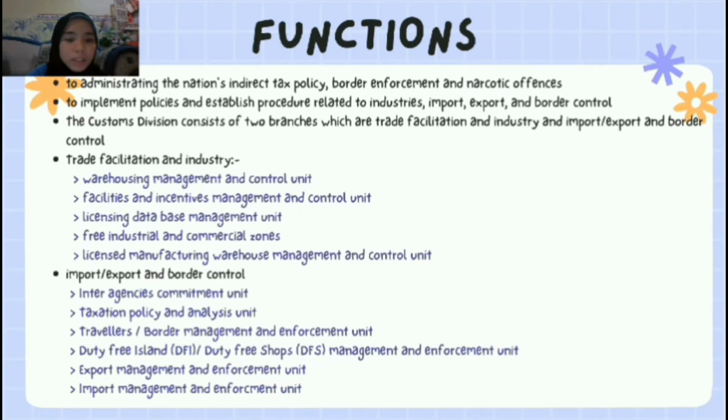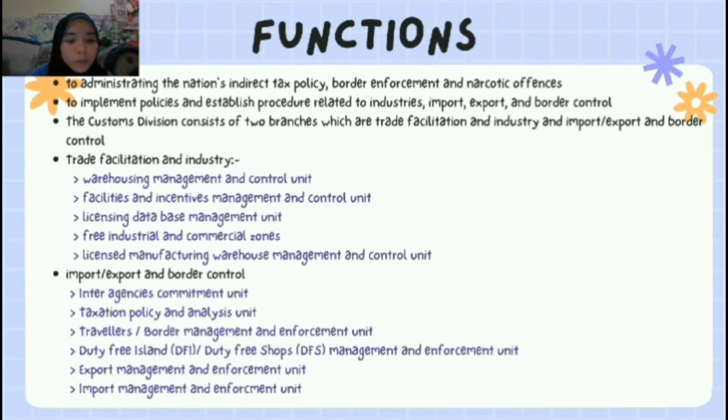The first is Interagencies Commitment Unit, which is responsible to conduct consultation and advise investors and media on legislations, policy and procedures related to custom matters.